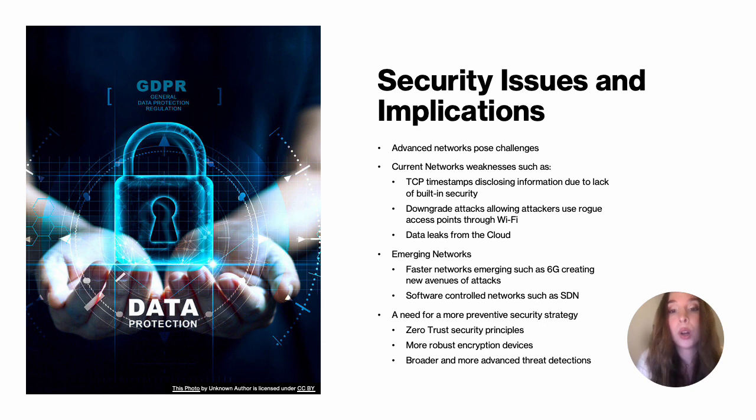Overall, it's clear that there is a need for a more preventative security strategy. One of the few I wanted to touch on here is zero trust security principles. Also having more robust encryption devices could be really helpful in preventing things like this. Another is having broader and more advanced threat detection. As we get new technology and new emerging networks, it is important to keep up with that by getting more advanced threat detection, and that would overall help with these security issues and implications.